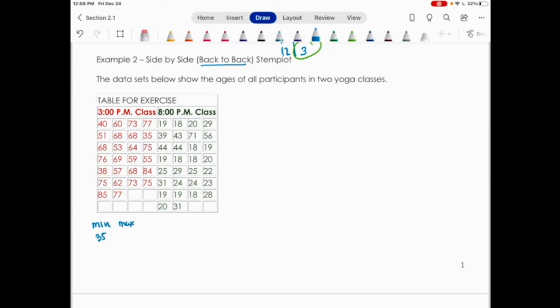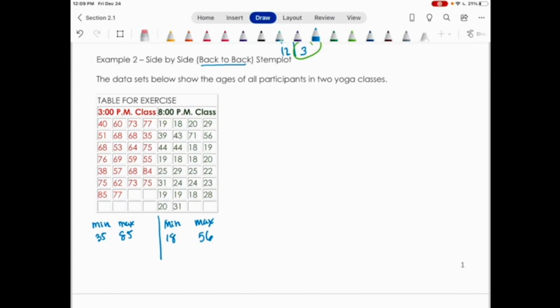And it looks like the largest value for the 3 o'clock class is going to be 85. Now let's look at the 8 p.m. class. When I look at the 8 p.m. class, it looks like the lowest value is 18, and the highest value for the 8 o'clock class looks like it's 56.